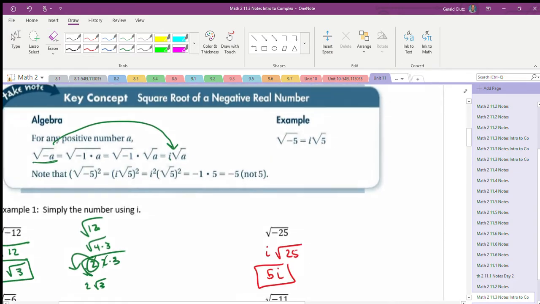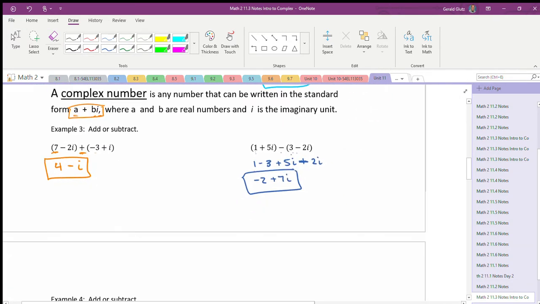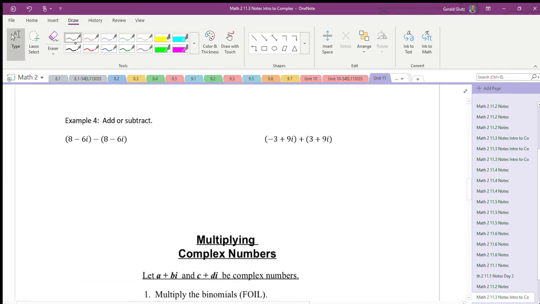Oops. So moving on to the next page. So you just got to add or subtract whatever the signs tell us to do. So I got 8 minus 8, and then negative 6i, or minus 6i, minus a negative 6i. When I have a minus minus, it turns into a plus. So 8 minus 8 is 0. Negative 6i plus 6i is also 0. 0 minus 0 is 0. So our answer is 0.